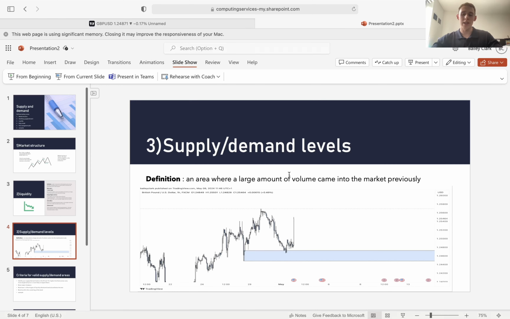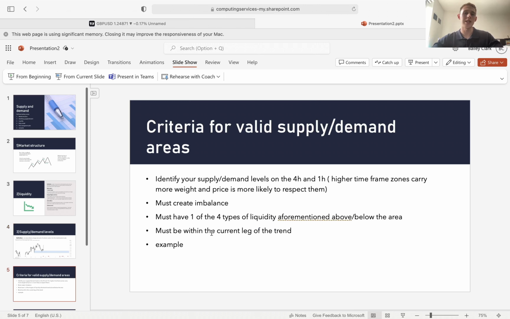So to clarify this further, what is the criteria that we need to see for a valid area of supply or demand? So first of all, basically we're going to identify an area where we're looking to enter a buy or a sell position from on the 4 hour or the 1 hour, so on the higher time frames. And this is basically just because higher time frames carry more weight. There's more liquidity within that 1 hour or 4 hour candle than there is on, say, the 1 minute, and therefore price is more likely to respect them. They are said to be higher probability zones.